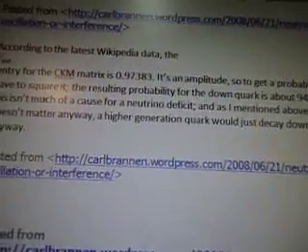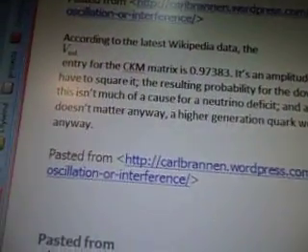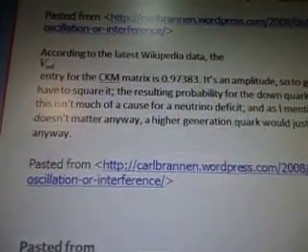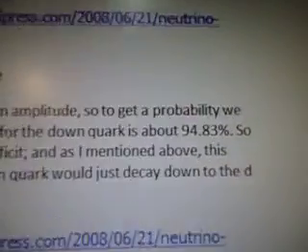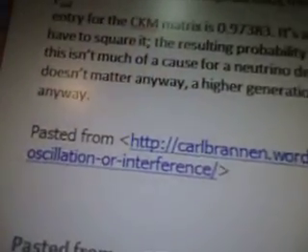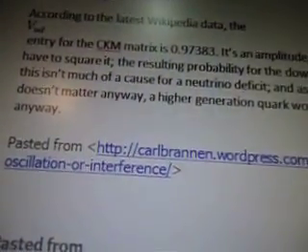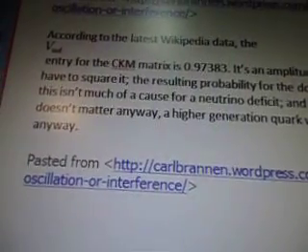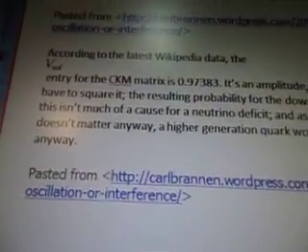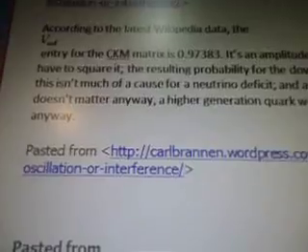It's an amplitude, so to get a probability we have to square it. The resulting probability for the down quark is about 94.83%, so this isn't much of a cause for a neutrino deficit. And as I mentioned above, this doesn't matter anyway. A higher generation quark would just decay down to the D anyway.